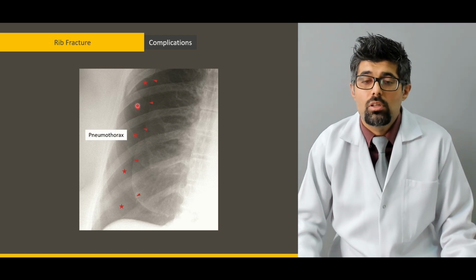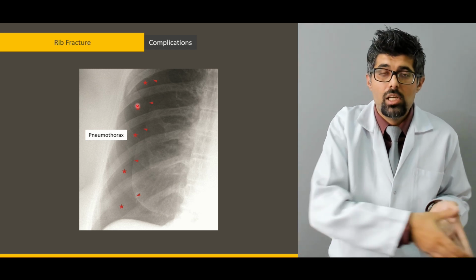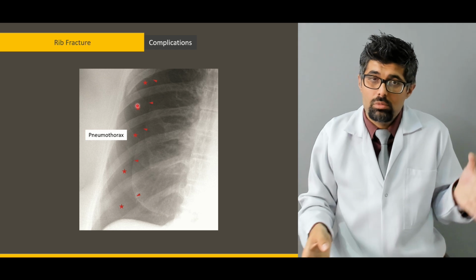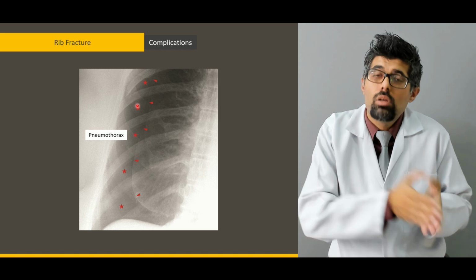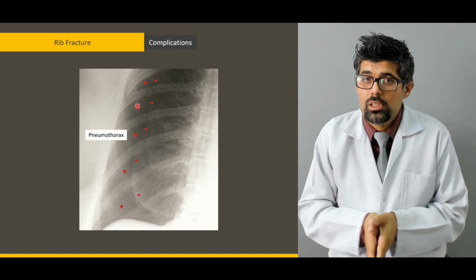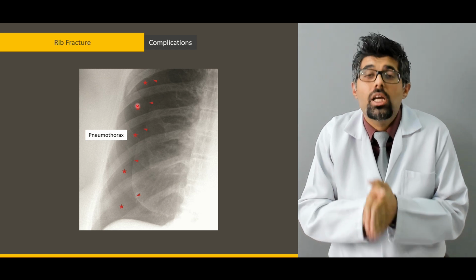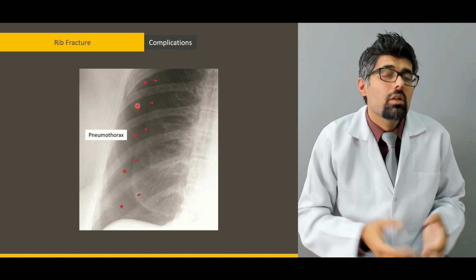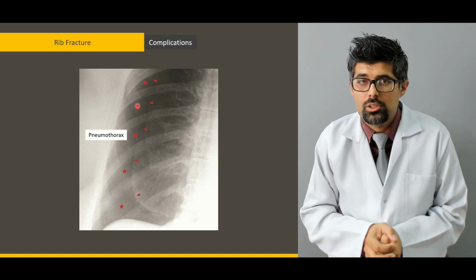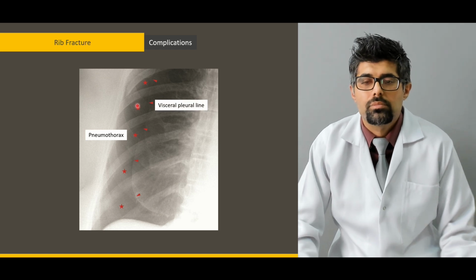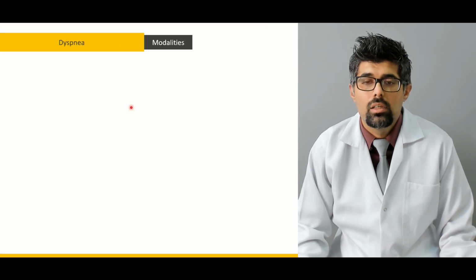So this complication where the air enters the thoracic cavity between both the visceral pleura and the chest wall is called pneumothorax, and it is a very dangerous condition and must be corrected immediately. There are a lot of remedies, there are a lot of treatments, but they will be discussed afterwards. Here is again what I said, the visceral pleural line.